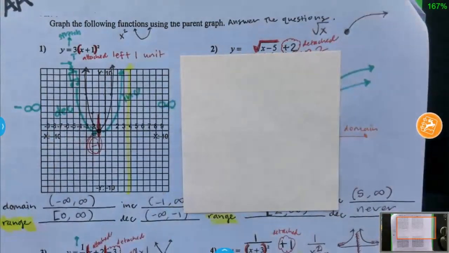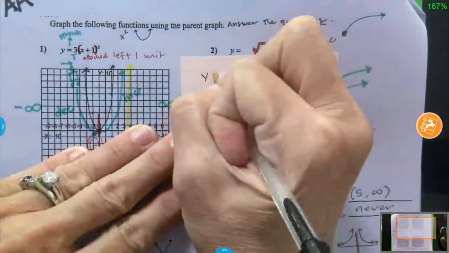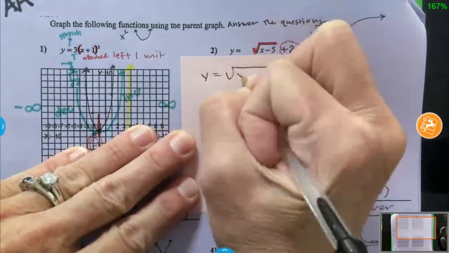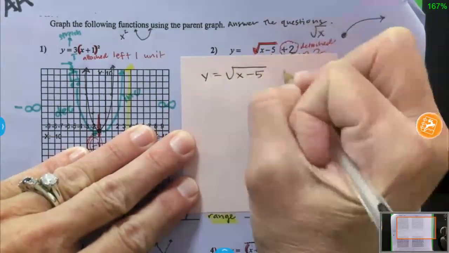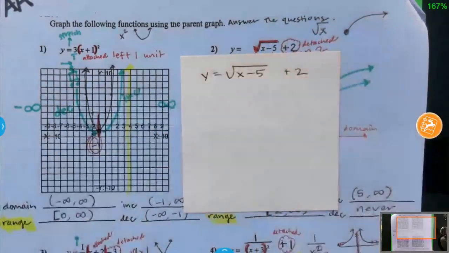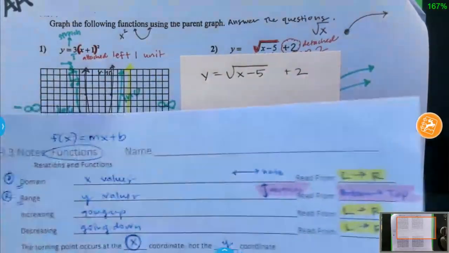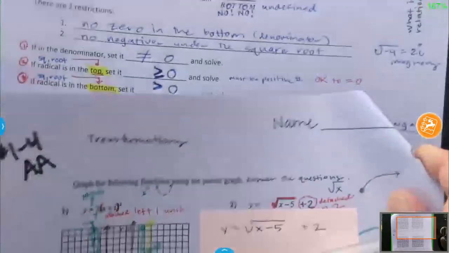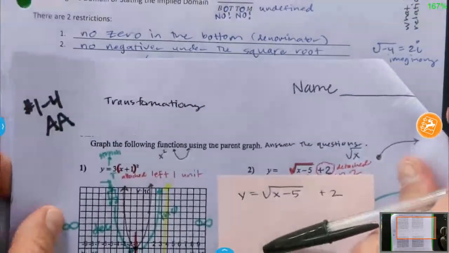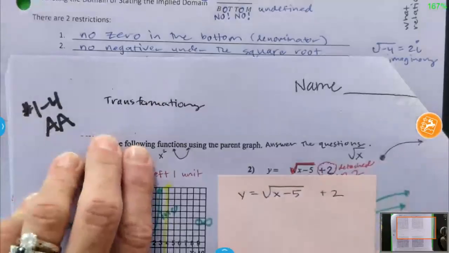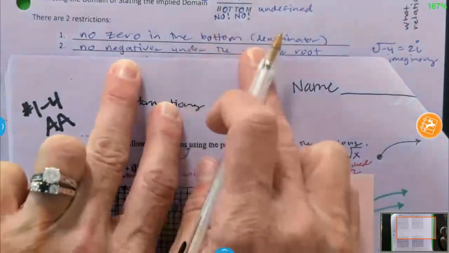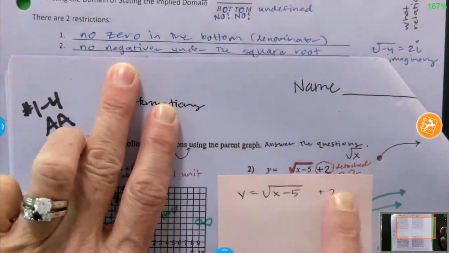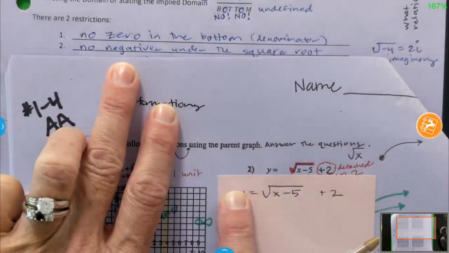The formula for this equation is y equals the square root of x subtract 5, and then plus 2. Now, let's pretend like we're not graphing it. Let's pretend like we're doing our restrictions. Let me put the restrictions up so we can see it at the same time. Pretend like you can't see the graph. No 0 in the bottom. Well, does this have a denominator? Nope, so that doesn't apply.